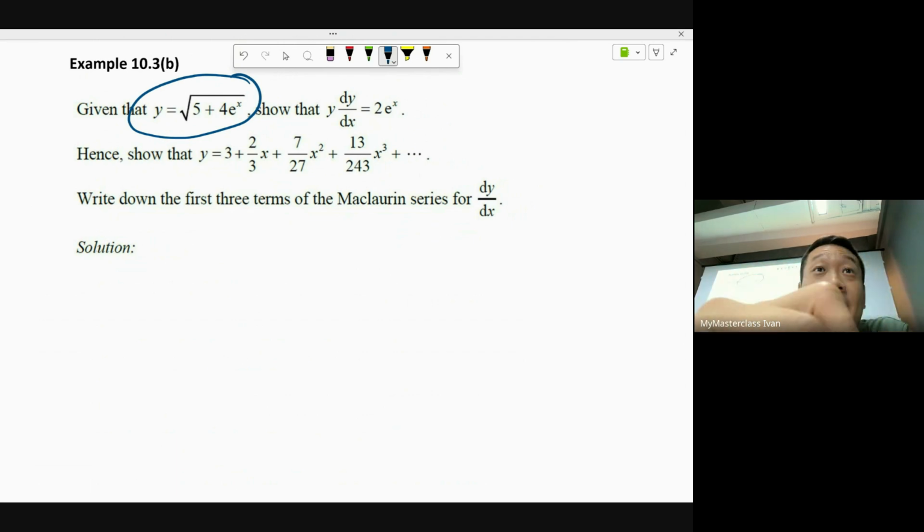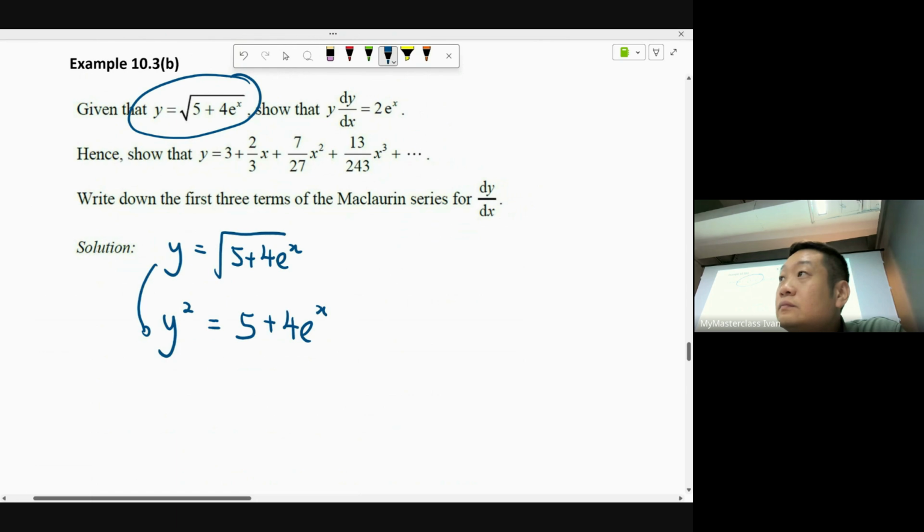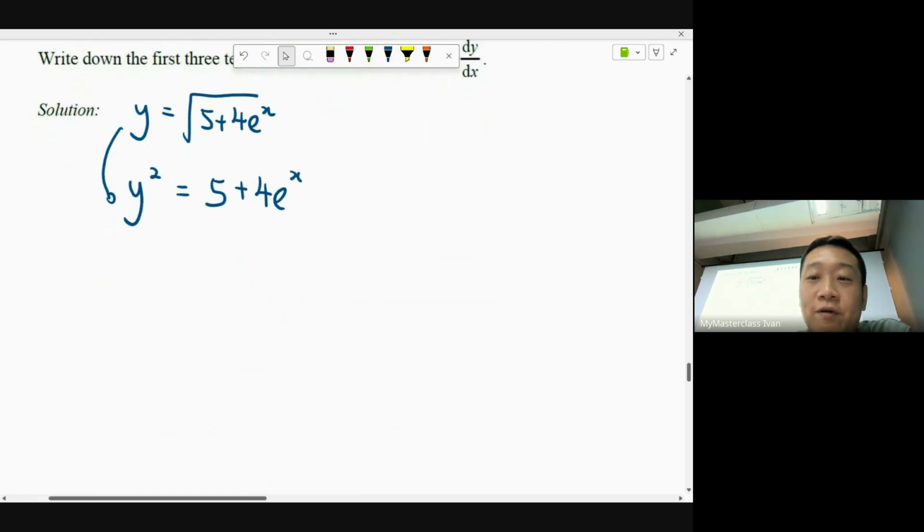By squaring both sides. Yeah, so I will get y squared. So y equals square root of 5 plus 4e power x, but in order to make my life easier for myself, I will put y squared equals 5 plus 4e power x. Okay, now why do I do that? Actually, a lot comes with experience. Differentiate y squared, Wesley, tell me what does it become?